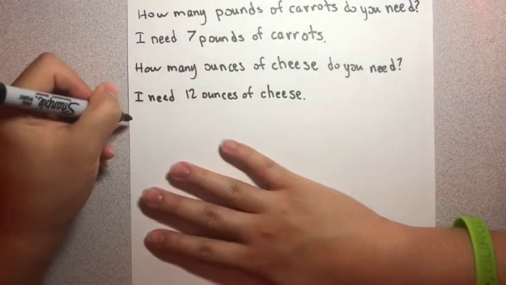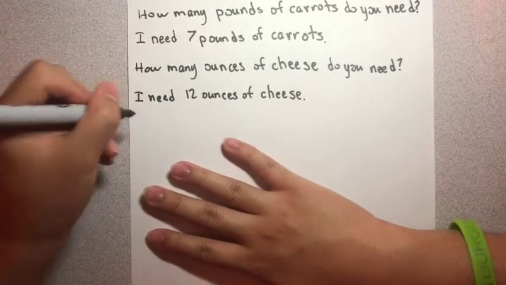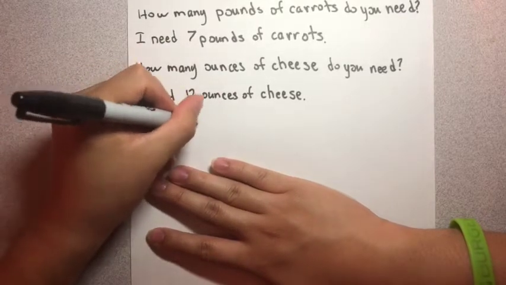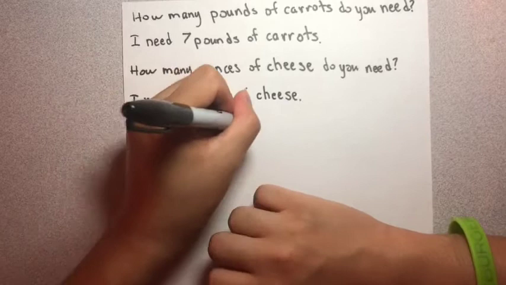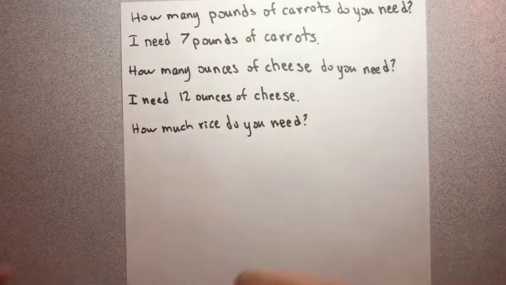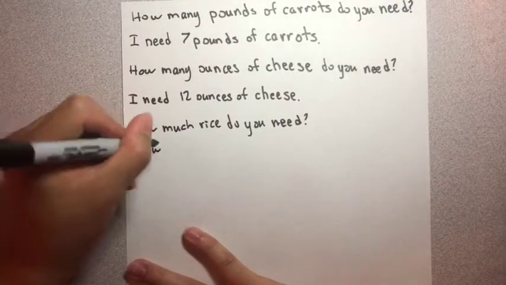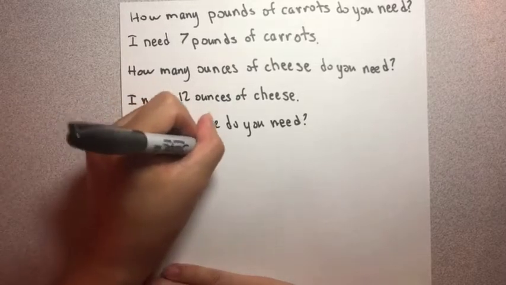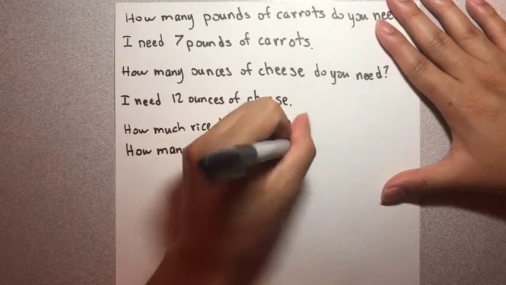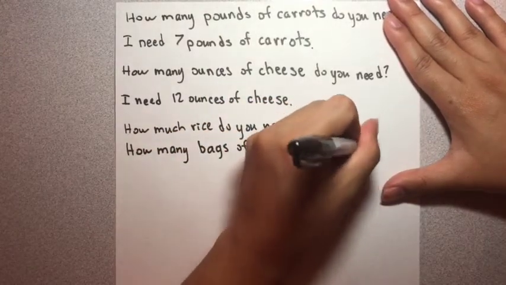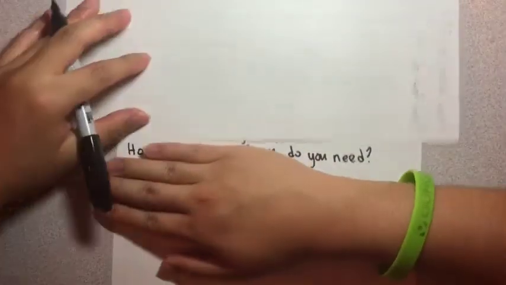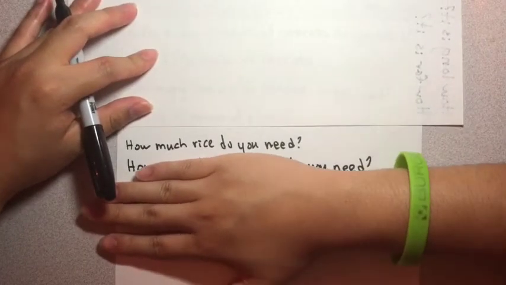Okay, let's write one more sentence. Let's talk about rice. Rice, we don't count rice, so we can say, how much rice do you need? Or we can also say, how many bags of rice do you need? So, in the first sentence, we say, how much rice do you need?